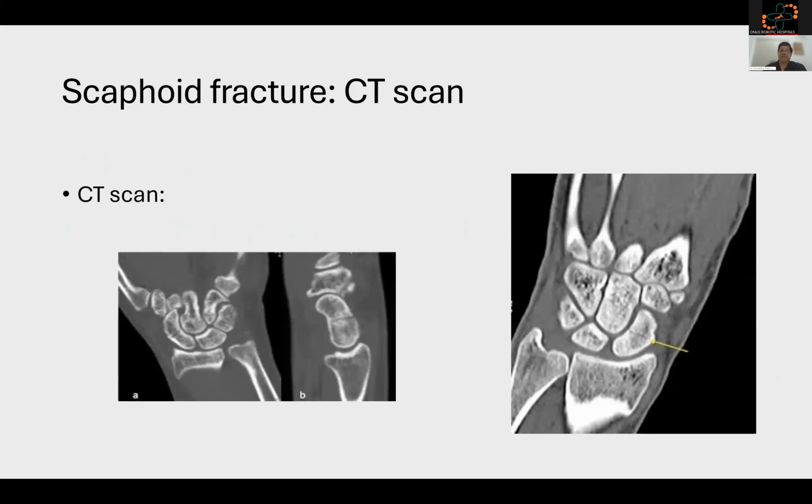CT scan plays a vital role in diagnosing scaphoid fractures. It gives an idea about the comminution, displacement, and also the location of the injury. Sometimes there will be vertical shear fractures which are not seen on X-ray, but you can see them on CT scan. Here are the CT scan images showing a very thin line in that small bone, where there is a waist fracture.